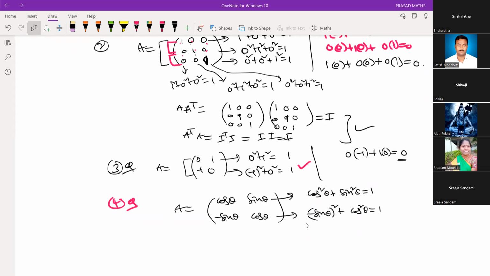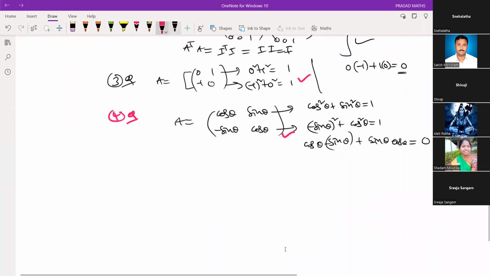And look at the second condition. The sum of the products of the elements of any row with the corresponding elements of any other row, between the rows sin theta, cos theta, is equal to 0. So it satisfies the condition. Therefore, it is an orthogonal matrix. Right. Next, the fifth one.